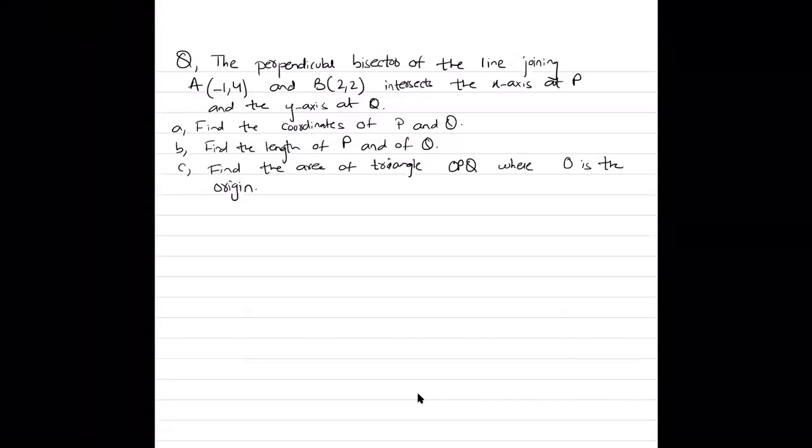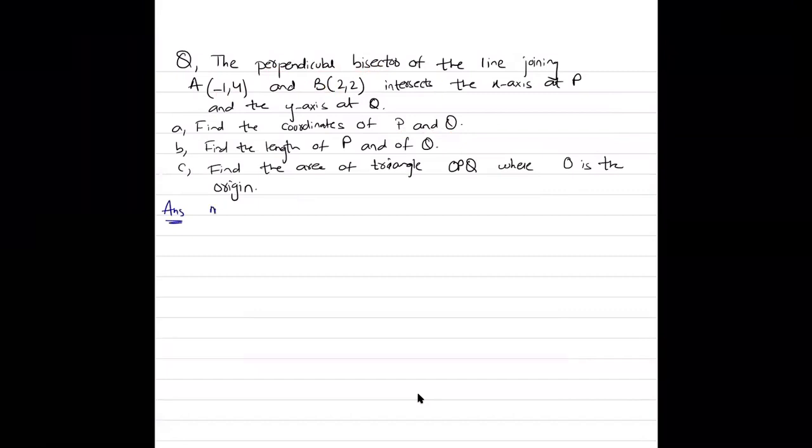Sir, I'm a bit confused on this one. Which particular part? The first part. The perpendicular bisector of a line joining A and B intersects the x-axis at P and the y-axis at Q. You are being asked to find the coordinates of P and Q. So the first thing that you are going to do is find the gradient of AB and then try to find the equation of the perpendicular bisector.